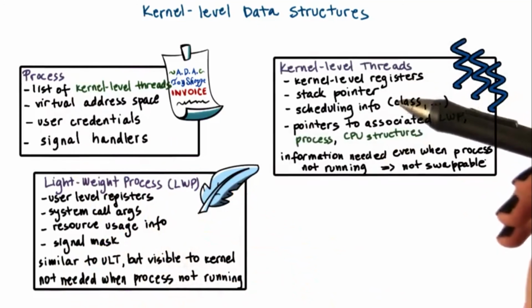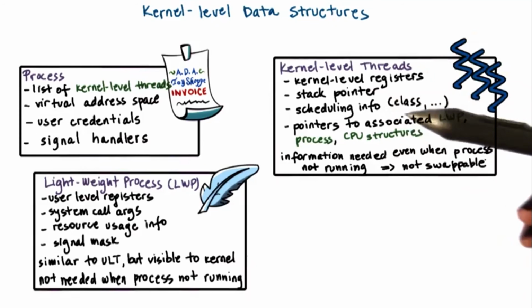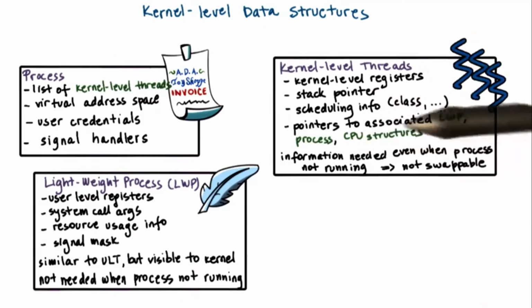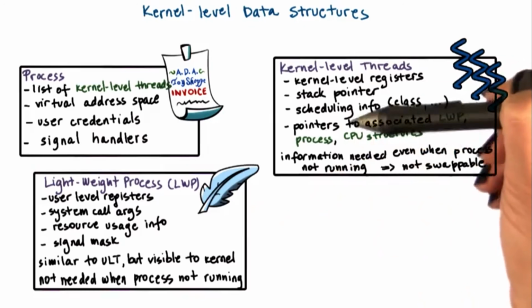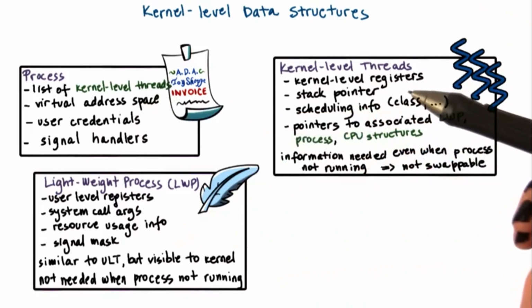The kernel-level data structure includes the kernel-level information like registers, stack pointers, scheduling class, and it also has pointers to the various data structures that are associated with this kernel thread. So what is the lightweight process? What is the actual address space? What is the CPU where this is running?